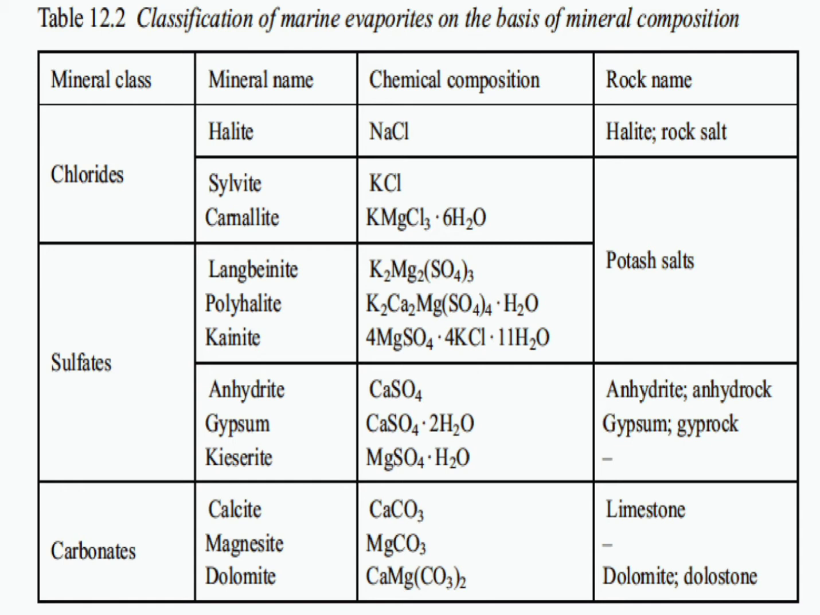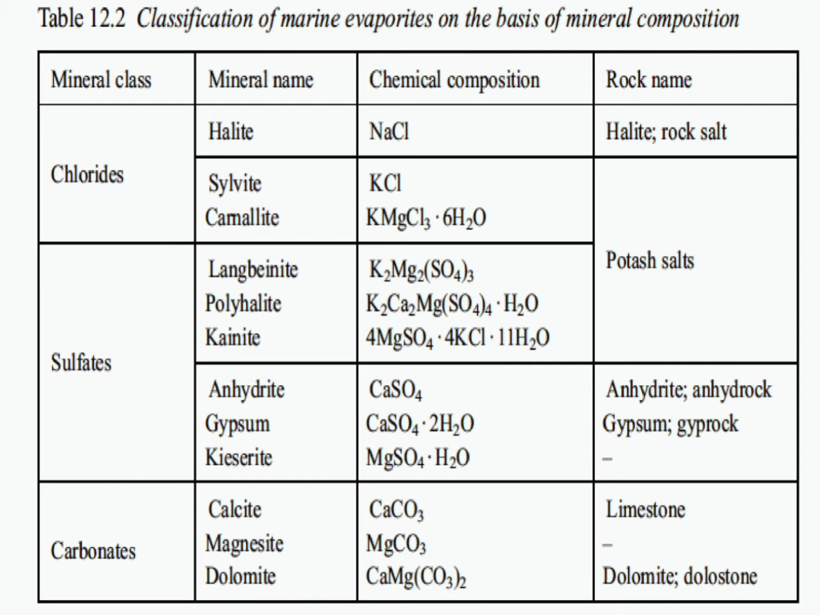Okay, this is a chloride. The rock found from the chlorides in which halite minerals are abundant, you are going to say these are halite or rock salt. And see the potash salt. The rock name is potash salt. They come in both groups, that is chlorides and sulfates. Both mineral classes you will see in potash salt.